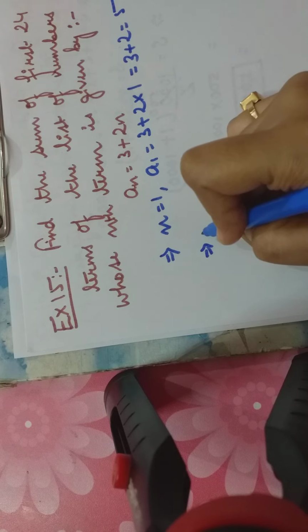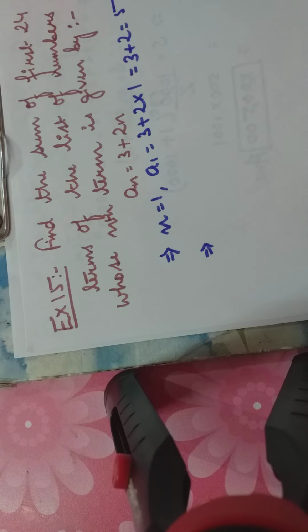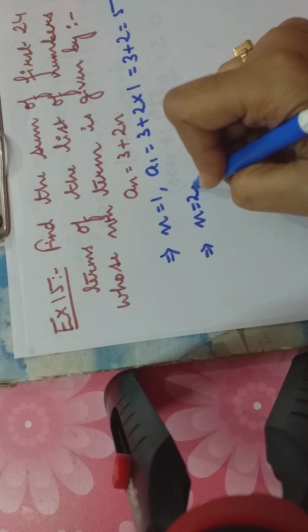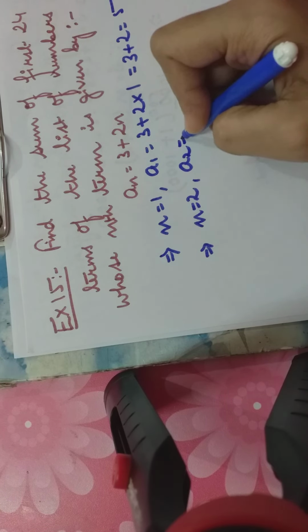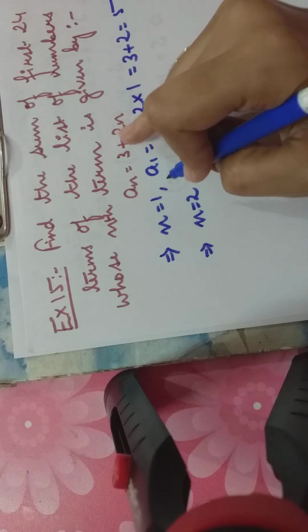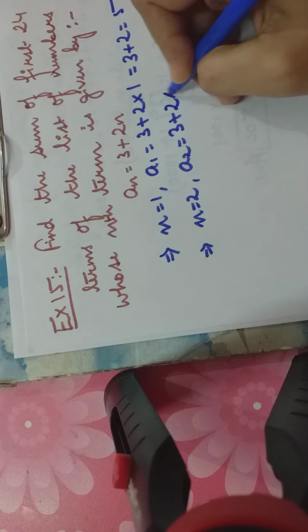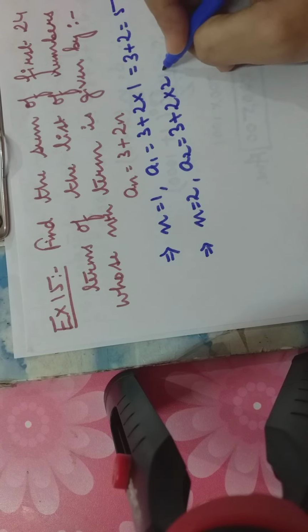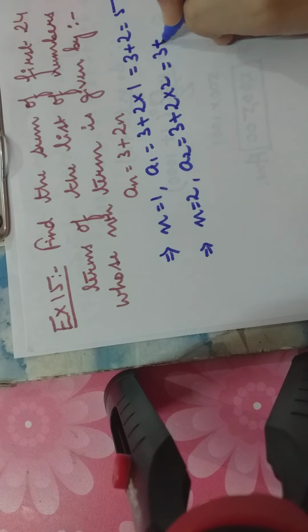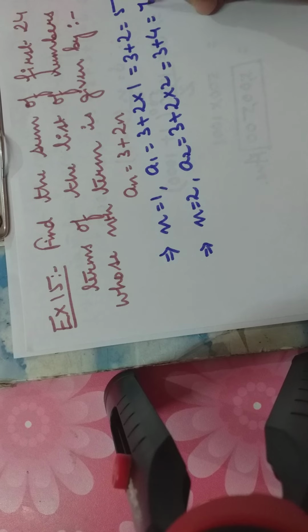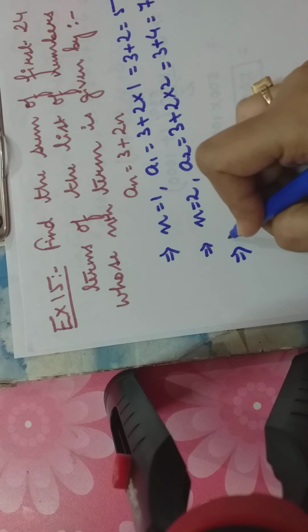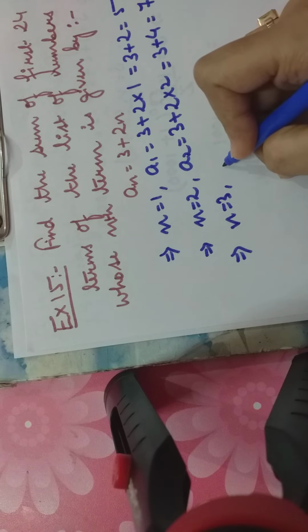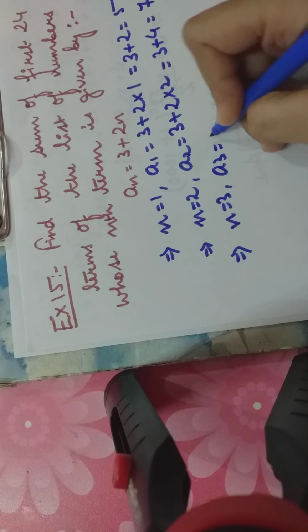For finding the second term, we will put n = 2. So a2 will be 3 + 2 into 2. In place of n we put 2, so 3 + 2 into 2. When we simplify, 3 + 4, we get 7. So 7 is our second term. To find the third term of the series, we will put n = 3. So a3, the third term, will be what?